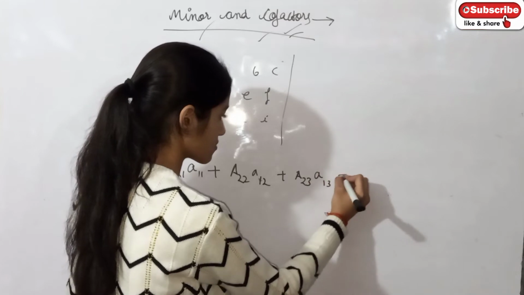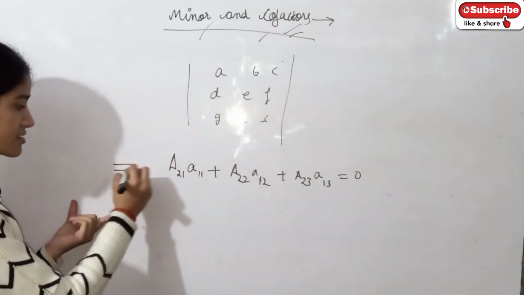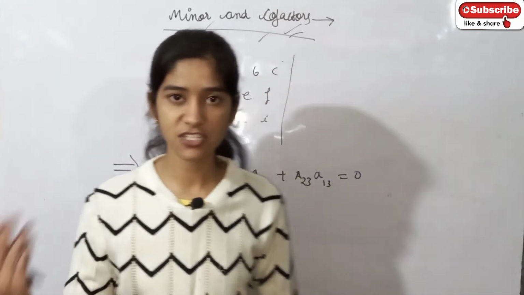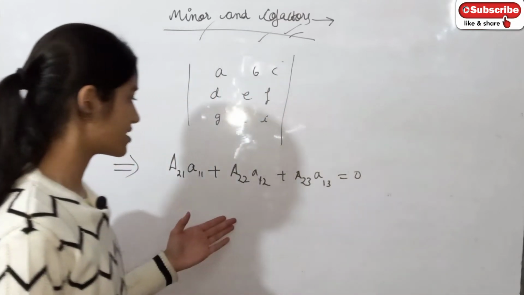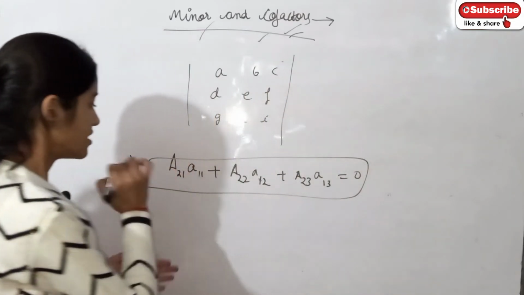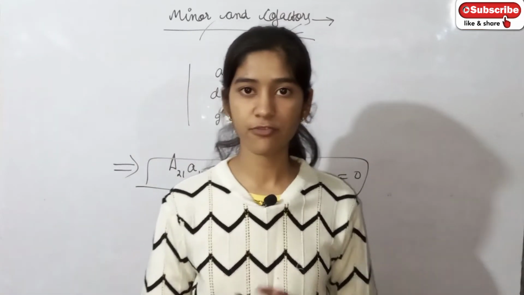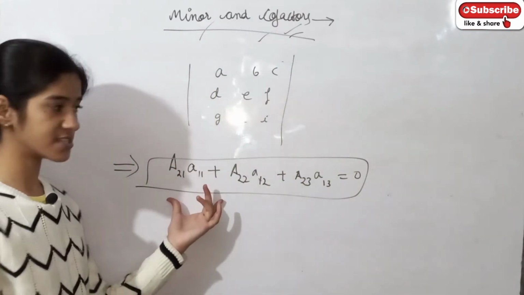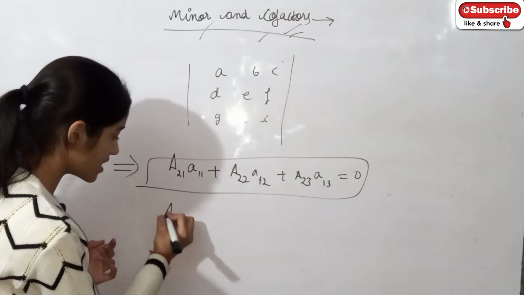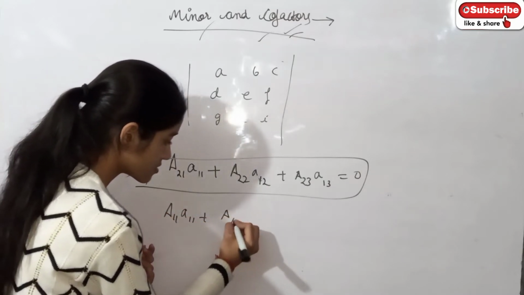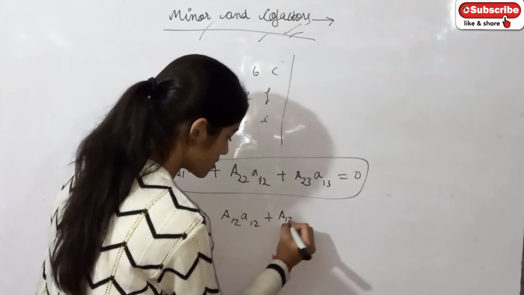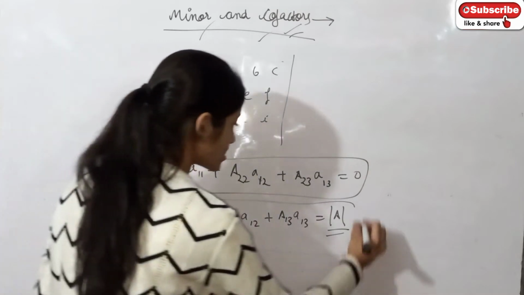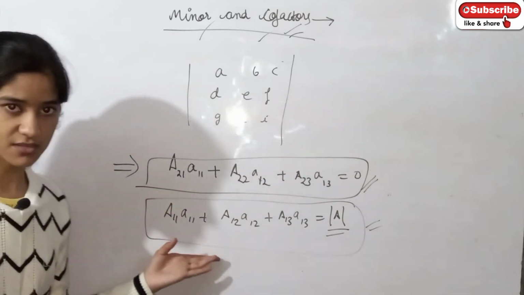So what we have seen here is that if the cofactor of any row or column gets multiplied with the elements of any other row or column, then the value of the determinant is equal to 0. Or if it is multiplied with the same elements, then it is equal to mod of A, meaning the determinant of A. These are the two concepts behind minor and cofactors, which we have proved here.